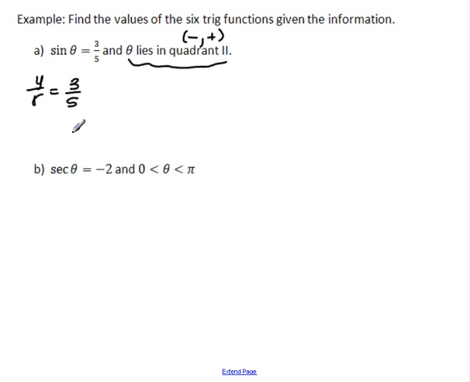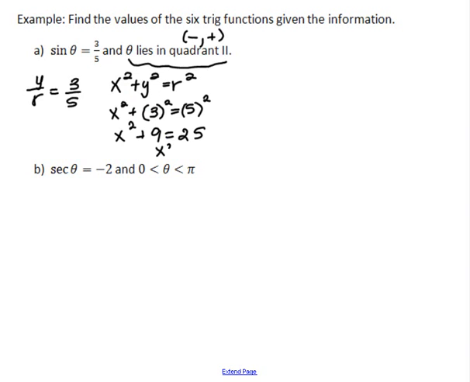Well, we also know the relationship between x, y, and r. We know that x squared plus y squared is equal to r squared. So knowing this relationship will allow us to figure out what x is, so then we can find the other trig functions. So we have x squared plus 3 squared is equal to 5 squared. So we have x squared plus 9 is equal to 25. So therefore x squared is equal to 16.